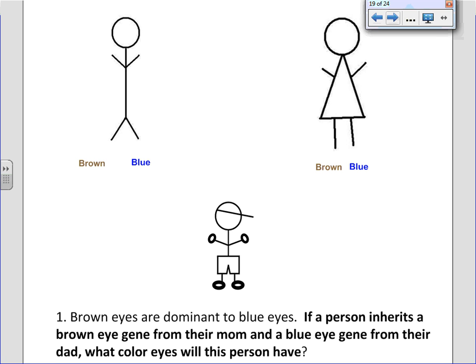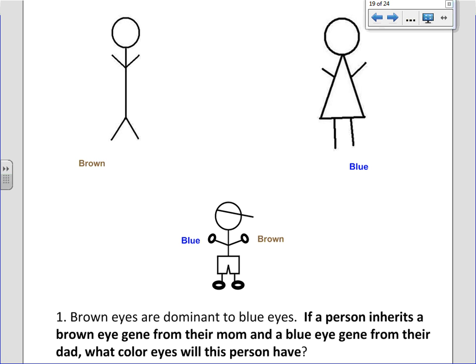Brown eyes are dominant to blue eyes. If a person inherits a brown eye gene from their mom and a blue eye gene from their dad, what color eyes will this person have? Well, this one's pretty basic, so let's look at this situation. If a person inherits a brown eye gene from their mom, so mom donates a brown eye gene, and a blue eye gene from their dad, what color eyes will they have? Well, what do you think? Hopefully you said brown, because brown eyes are dominant to blue eyes, so if they have both the dominant and the recessive trait, the dominant one, brown, will show.